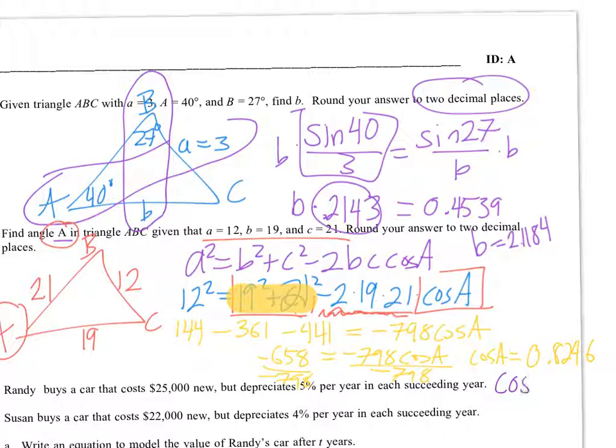So we're going to do cosine inverse of 0.8246. And we should get something like 34.46 degrees.